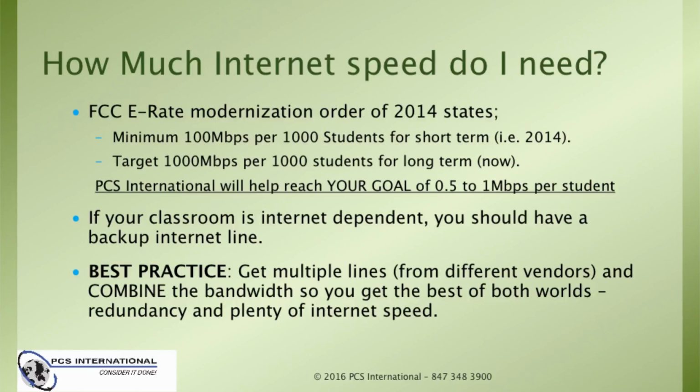Now, PCS International can help you reach that goal of getting between 1/2 and 1 megabit per student by creatively selecting vendors which will allow you to get that access. If your classroom is internet dependent, you really should also consider a backup internet line. Because if the first internet line goes down, everybody's no longer working. However, the best practice is you get 2 lines from 2 different vendors, and then you combine them so that as long as both lines are working, you have plenty of internet speed.